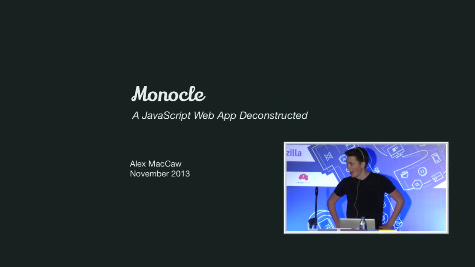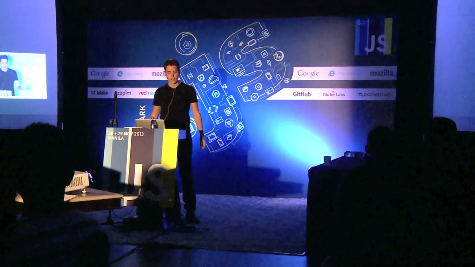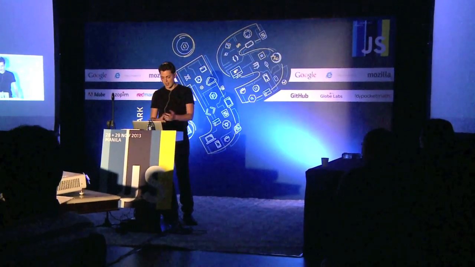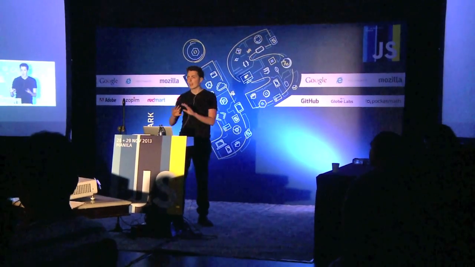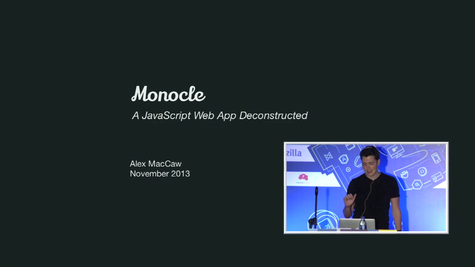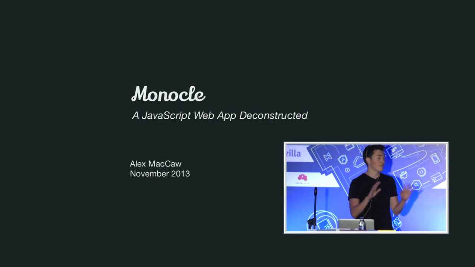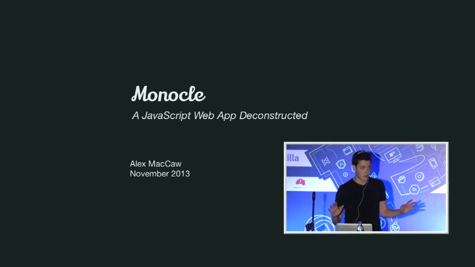So this slide is about the deconstruction of a JavaScript web app. And this JavaScript web app is called Monocle. Now, I want to give you a warning that this presentation is really code heavy. Pretty much every slide has code on it. And we're going to try and cover the whole app, which also means Ruby and CoffeeScript. So a little warning there.